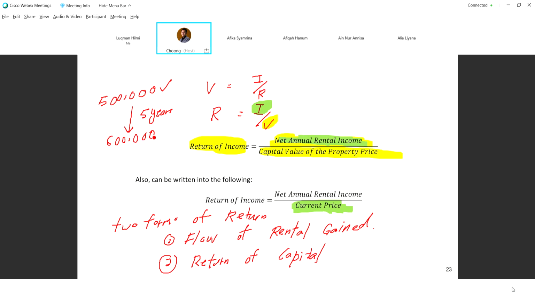The first one is that flow of rental. You come back as a rental. Every years you get rentals back. Again, is a return of capital. Your growth of your capital. Kalau you beli rumah tu dengan 500,000, after certain period, after 5 years, after 10 years, I don't know how many years, but you agree with me that likely your house value will grow as well, betul tak?